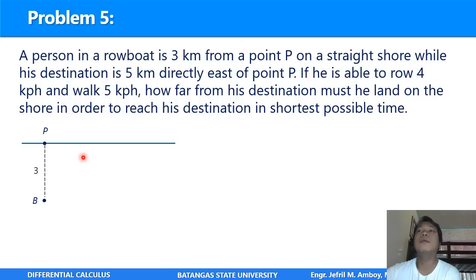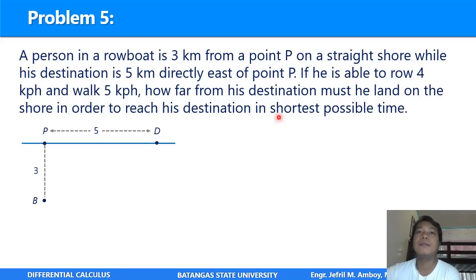Ayan. Now, sabi niya, the destination is 5 kilometers directly east of P. Okay? So east is to the right. So the destination should be somewhere here. 5 kilometers to the east, which is to the right. For example, ito yung point D na destination na may layong 5 kilometro mula sa point P. So this boat wants to get here in the shortest possible time.